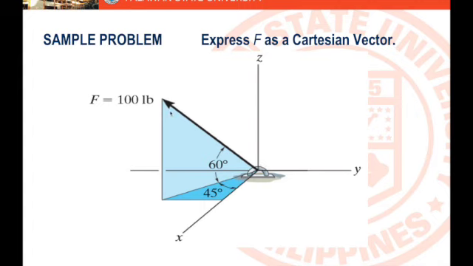So it's essentially in 3 dimensions. And we have here the angles. So in the xy plane, we have 45 degrees. And in the z plane, we have 60 degrees. So now let's go and solve this sample problem.